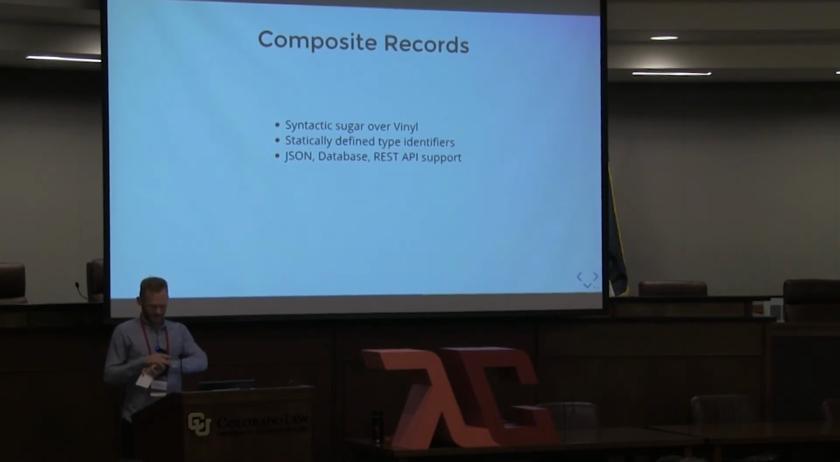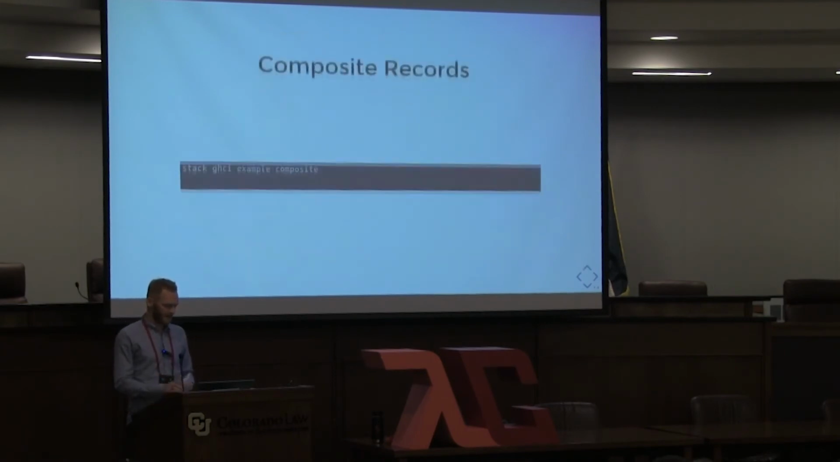Composite Records is a library that does exactly this. It's a layer of syntactic sugar over Vinyl, and it uses a bunch of statically defined type identifiers. KnownSymbol is used heavily, and it gives you JSON support, Postgres support, REST API support, and Swagger. There are a bunch of integrations that have not been written, because you need to redefine them for basically every library, but the possibility is there.